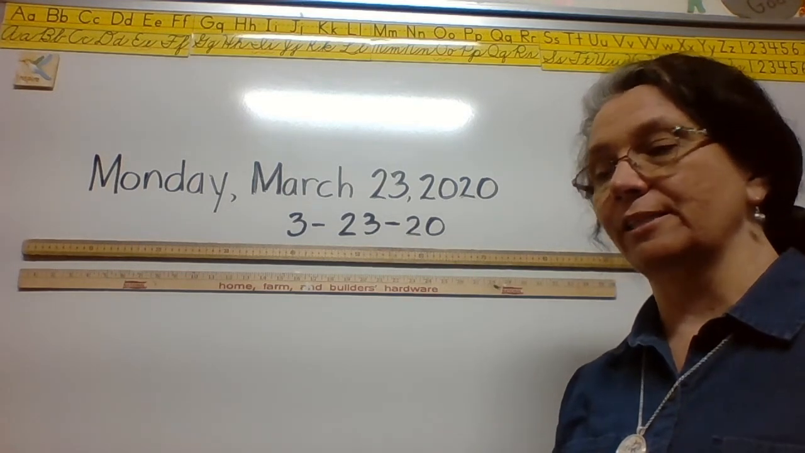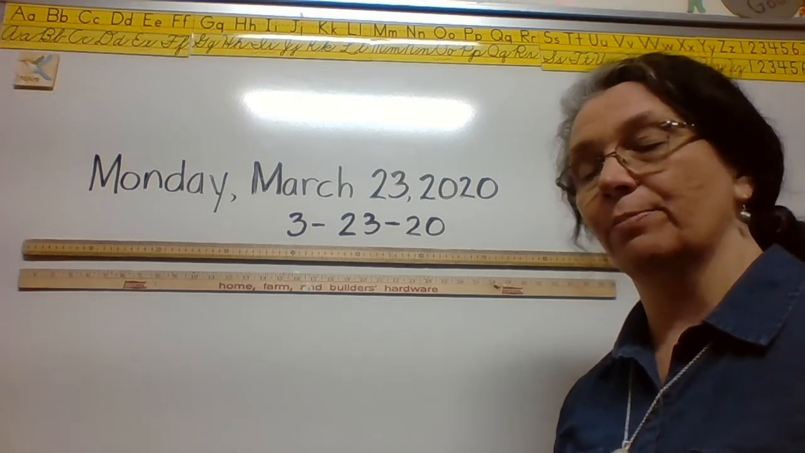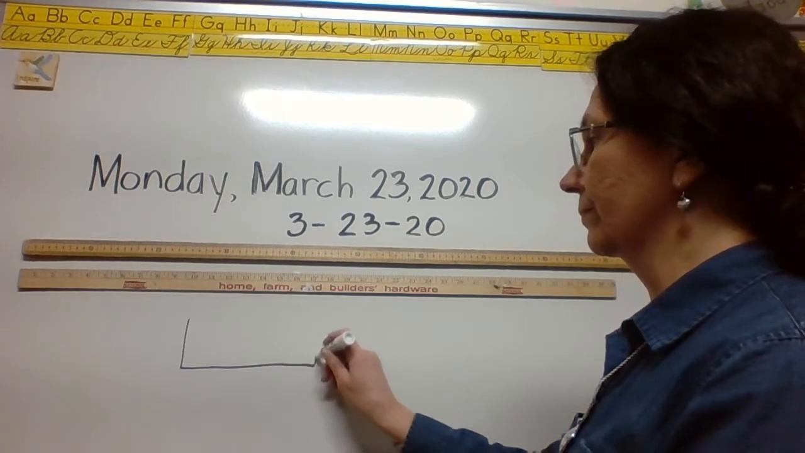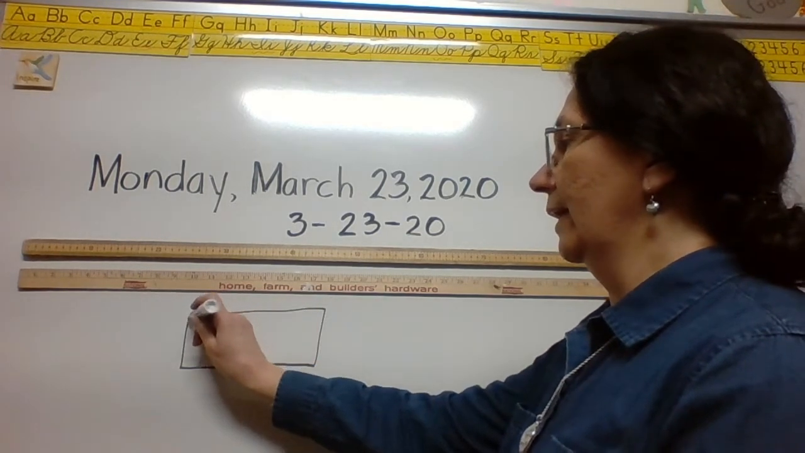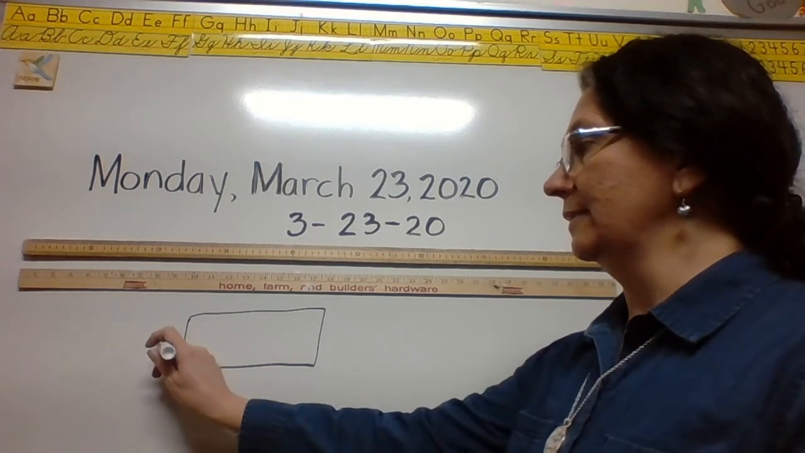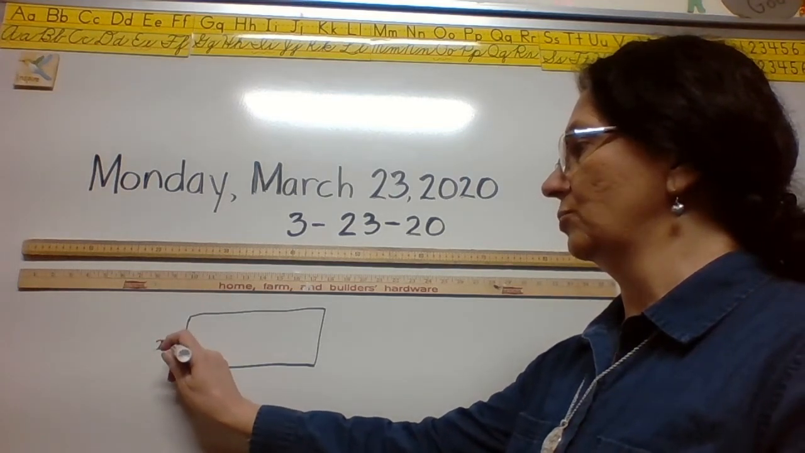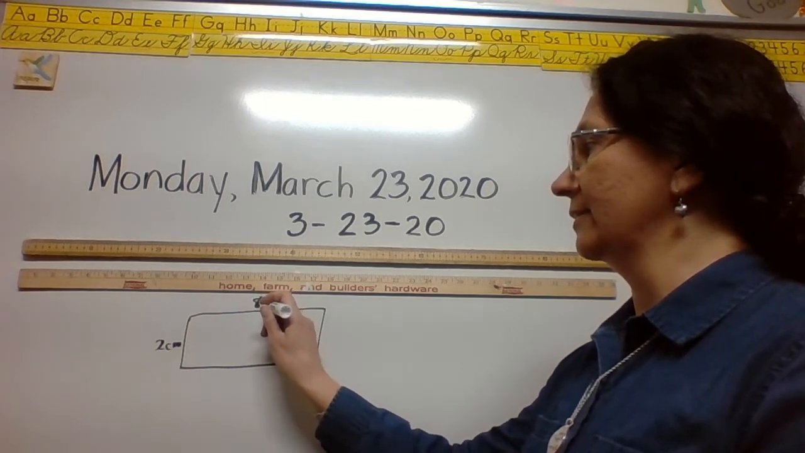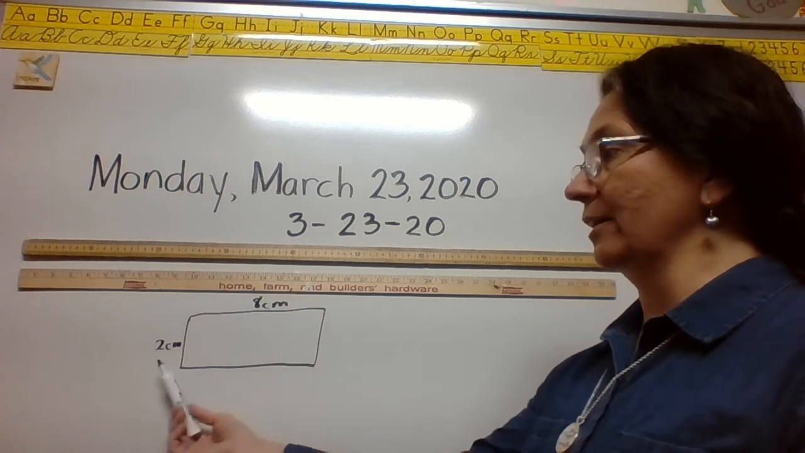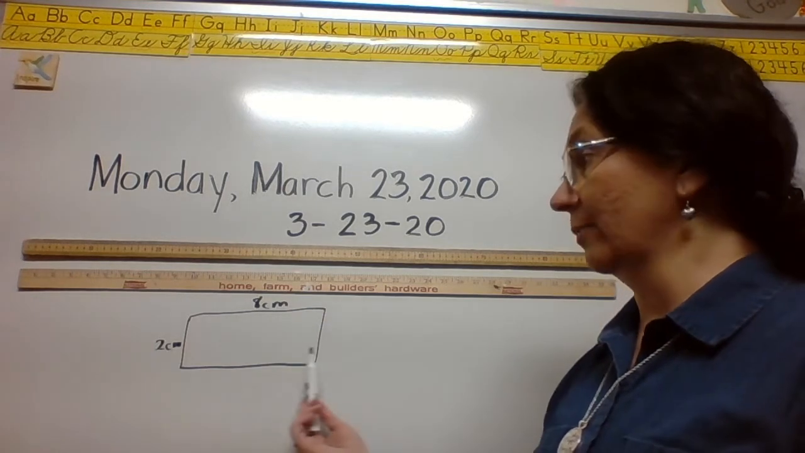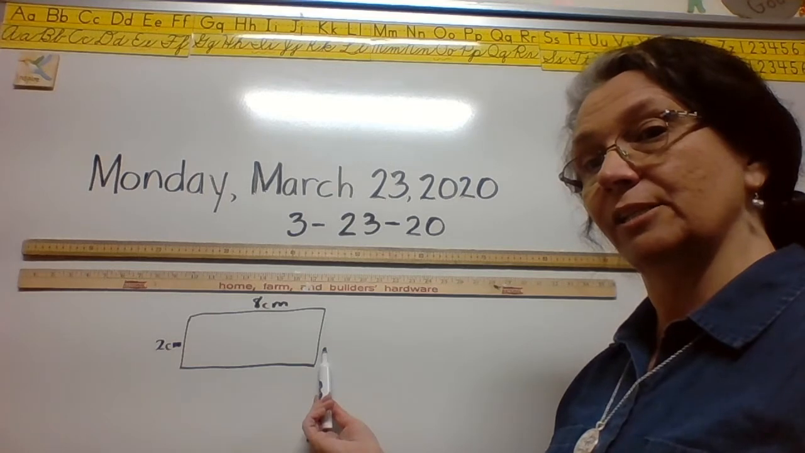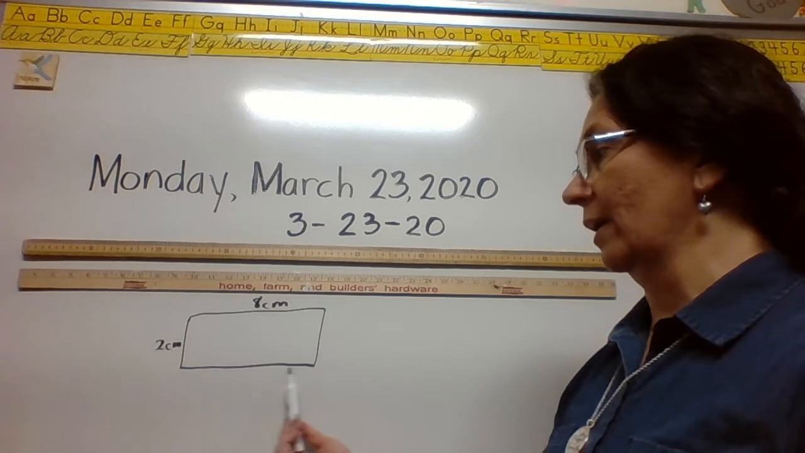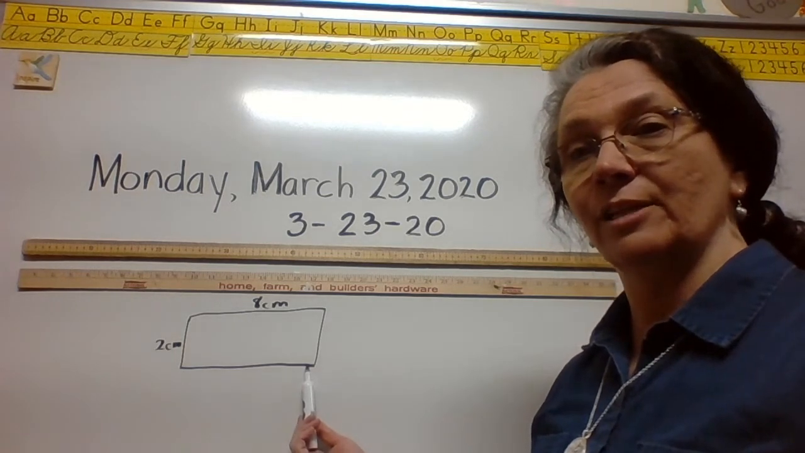So let's say, for example, I'm just going to make up a problem here. Let's say you have a rectangle, and on that rectangle, one side is 2 centimeters, and the other side, the longer side, is 8 centimeters. Well, on a rectangle, if one side is 2 centimeters, you know that the other side is 2 centimeters as well. The same can be true if you know this side is 8 centimeters and it's a rectangle, you know that this side is 8 centimeters as well.